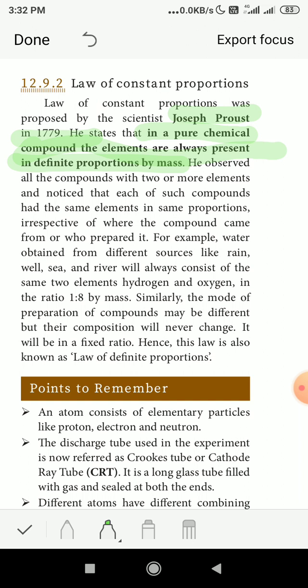Hydrogen and oxygen are in the ratio 1:8 by mass. The mode of preparation of compounds may be different, but their composition will never change. That is called the law of constant proportion. Anyhow they are formed, the composition will be the same. This law is also known as the law of definite proportion, or the law of constant proportion.